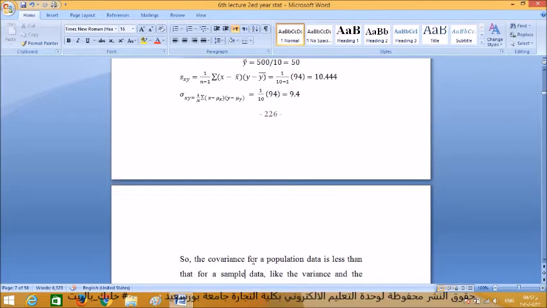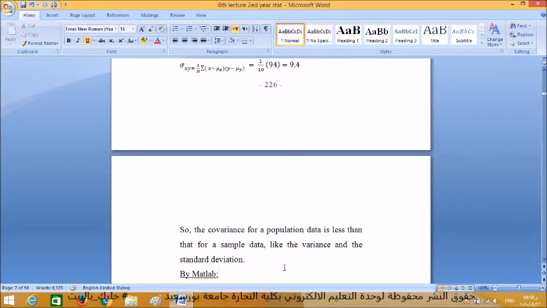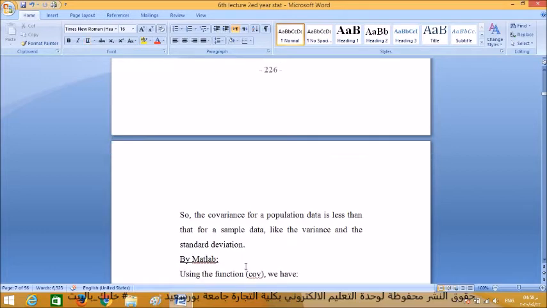Okay? So you can say that the covariance for population data is less than that for a sample, or the covariance for a sample is larger than the covariance of population. This is like the variance and the standard deviation. As we said before, the variance for population is less than the variance for sample, and also the standard deviation for population is less than the standard deviation for a sample.